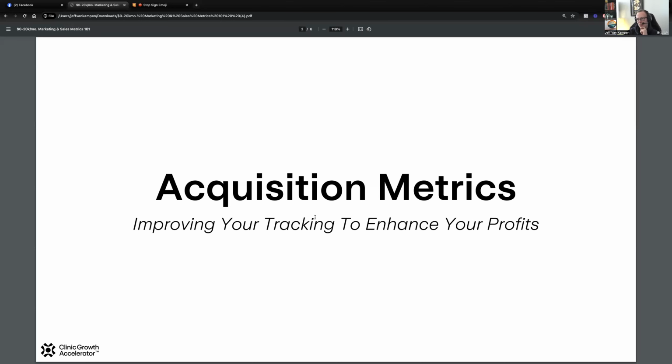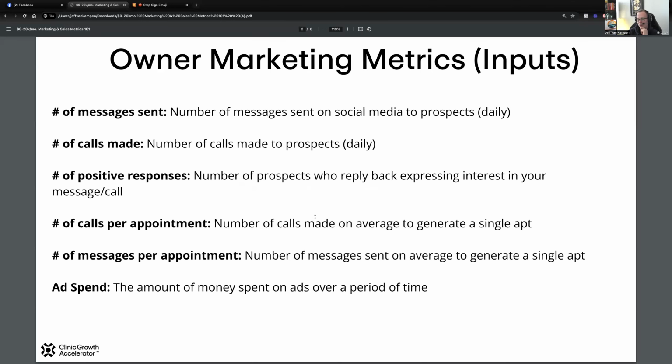So the first thing to dive into is we want to first look at the owner marketing metrics. That would be, in most cases, you as the doctor, possibly you have equity in a practice, like a CA or an office manager. But in a lot of cases, that will be the doctor. So let's take a look at some owner marketing metrics.